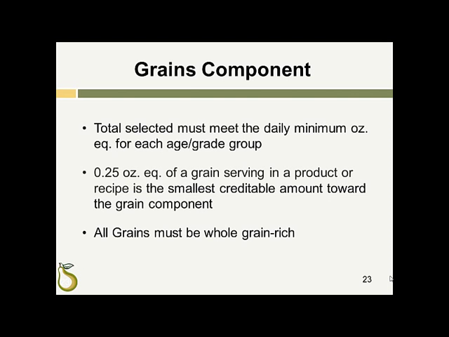A grain component selection may be credited as a food item if the total amount selected equals at least the minimum 1 daily ounce equivalent requirement for the age grade group. 1/4 of an ounce equivalent of a grain serving in a product or recipe is the smallest amount that may be credited toward the grain component. All grain offerings over the course of the week must be whole grain rich.